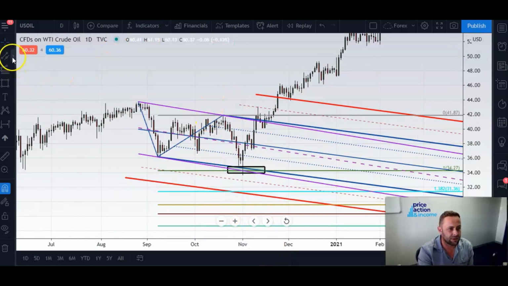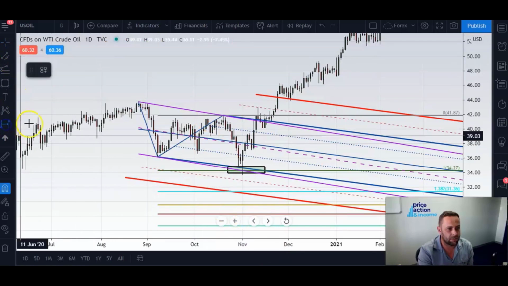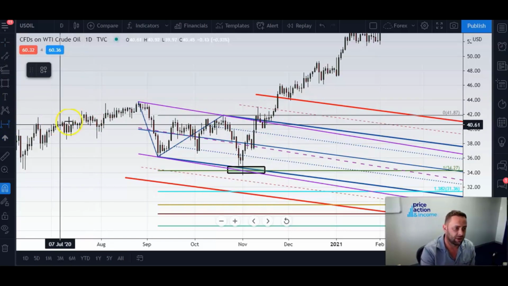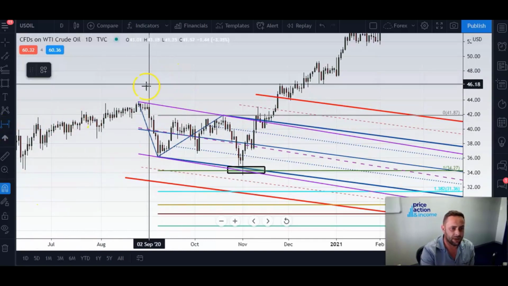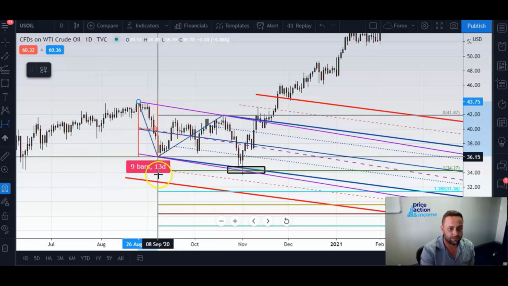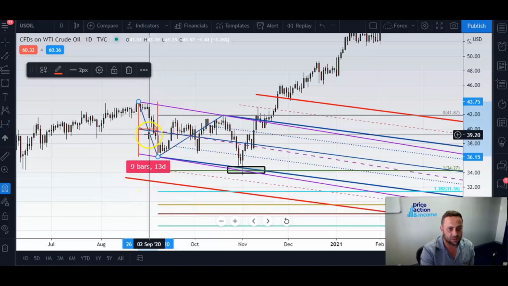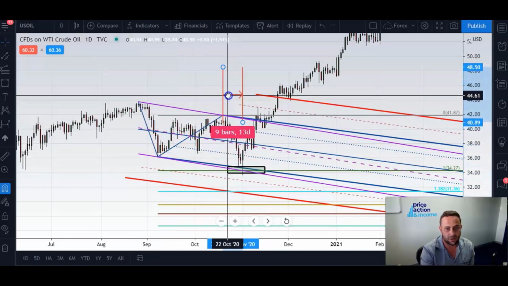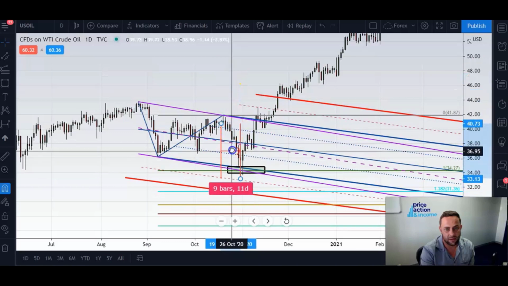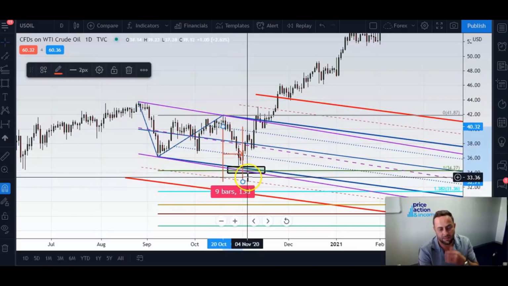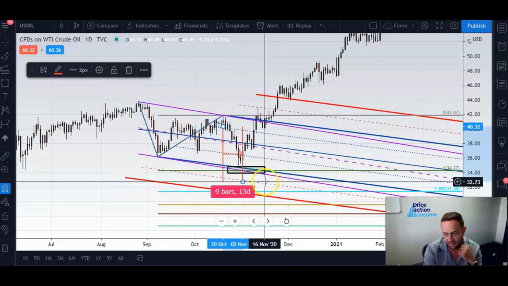What else I would like to show you today, which is really cool, is that these ABCs quite often like to have symmetry in time as well. I'll quickly use my time measurement tool. Very often you'll measure your first drop to that low over there. That was 9 bars or 13 days. If you project that over your second drop low, in this case a C wave, then price 100% also did it in the exact same time and in the same range, meeting these median lines.